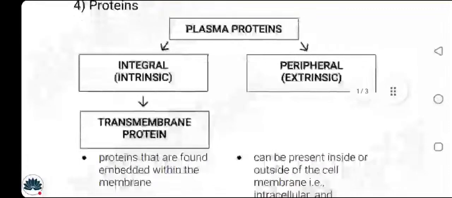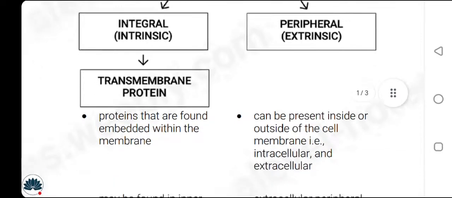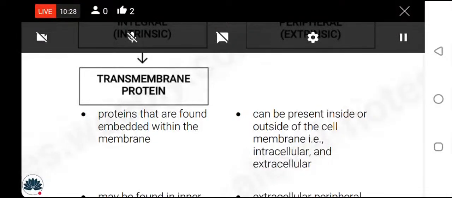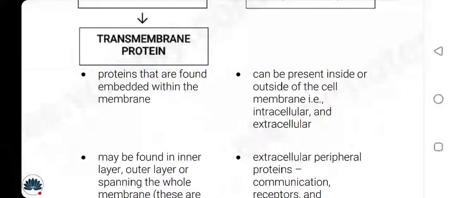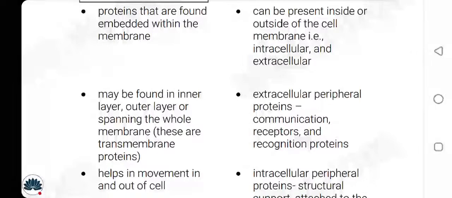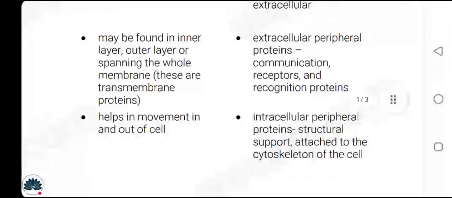Moving on, there are plasma proteins which are of two types, integral and peripheral. We are talking about the integral, meaning transmembrane proteins. So we were talking about the transmembrane proteins. These are proteins found embedded within the membrane, may be found in the inner layer, outer layer, or spanning the whole membrane. These transmembrane proteins help in movement in and out of the cell.